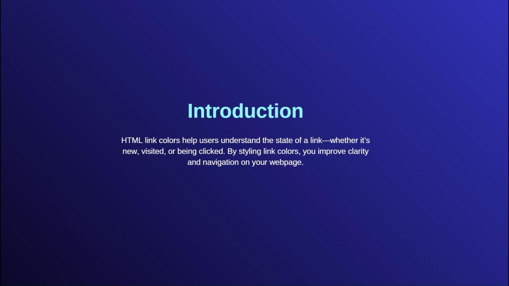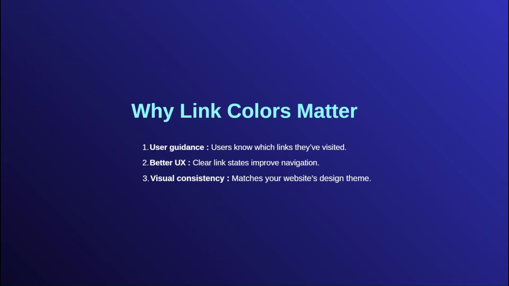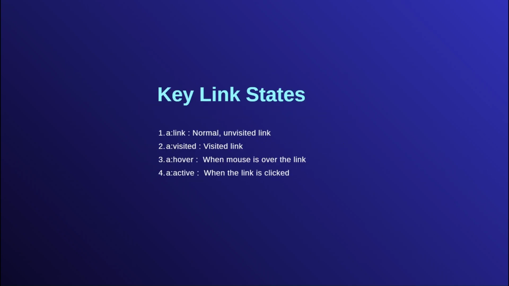But in today's video, we are going to be expatiating more on how these links are styled on our website, and what each color of the link means when you click on them and when you revisit a particular page. Why are link colors so important, or why do they matter? Number one is user guidance, for better user experience and visual consistency, so users know which links they have visited. It helps them have a clear link state, improves navigation, and also shows how the link matches a particular website with its design theme.